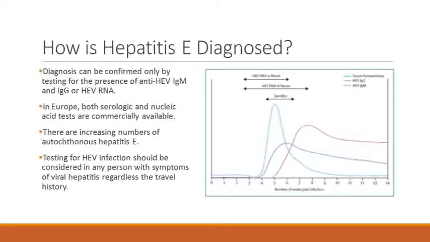There are increasing numbers of autochthonous hepatitis E, and therefore testing for hepatitis E virus infection should be considered in any person who has symptoms of viral hepatitis, regardless of the travel history. Unfortunately, in the past there was a concept that we have to test only people who travel abroad, and therefore a lot of locally acquired hepatitis remained in the shadow. It was not diagnosed. On the left side of the screen, you can see the serological profile of hepatitis E virus infection.